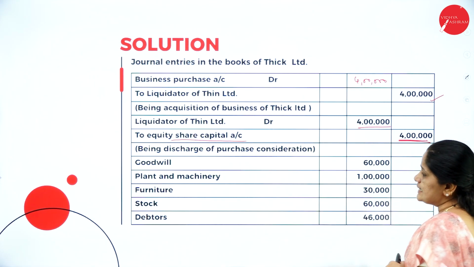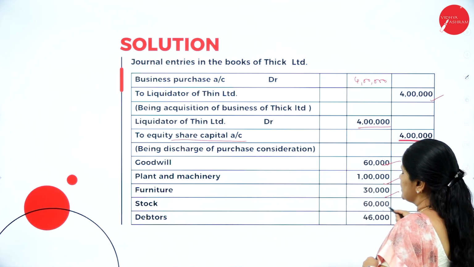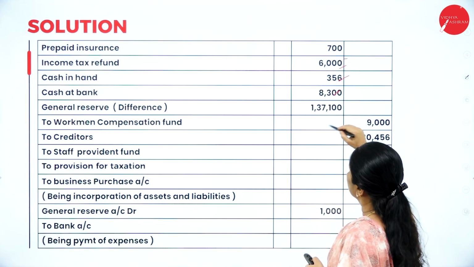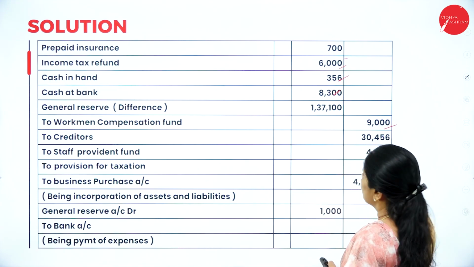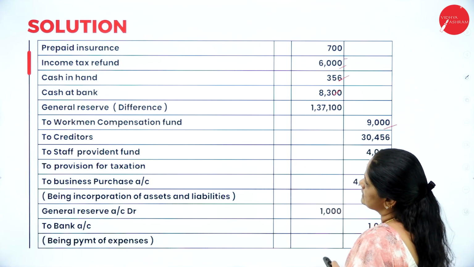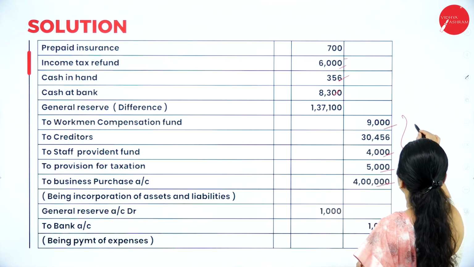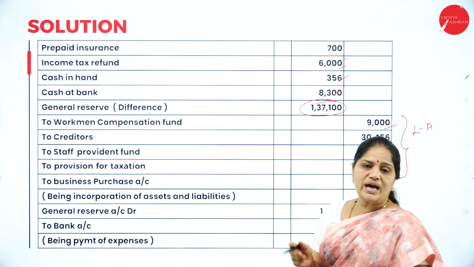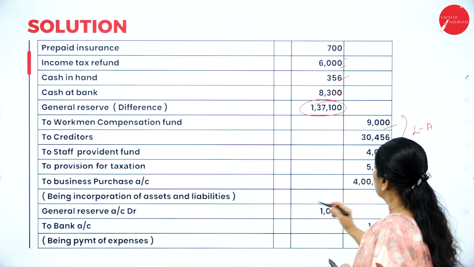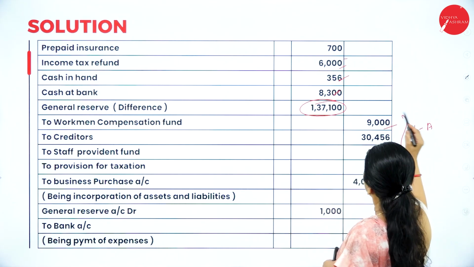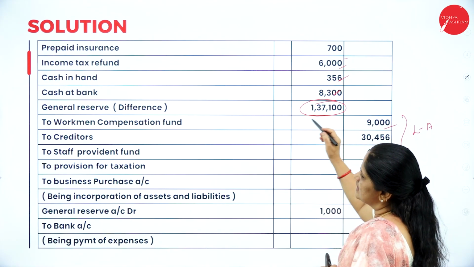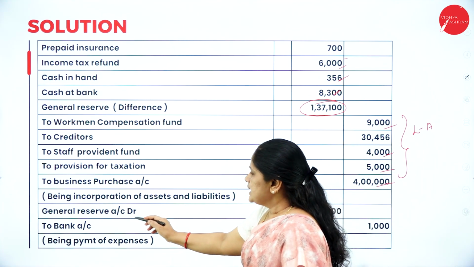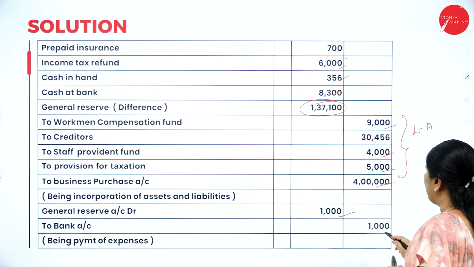Then next we transfer all the assets. So goodwill, plant and machinery, furniture, stock, debtors, then prepaid insurance, income tax refund, cash in hand, cash at bank, to workman compensation fund, to staff provident fund, to provision for taxation, to business purchase account. So whatever is the difference between the liabilities minus assets, if liabilities is more, then it will appear as the general reserve, 1,37,100. So being incorporation of assets and liabilities. Suppose here the liability side is more, so whatever is the difference, it will come as the general reserve on the debit side. Then next one will be general reserve account debtor 1,000 to bank account 1,000.